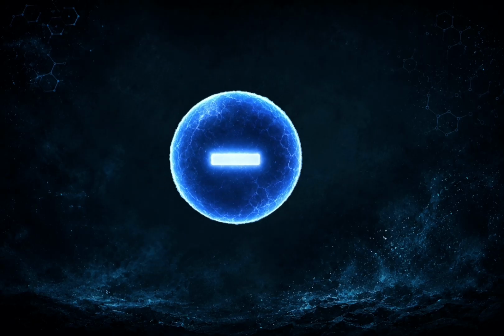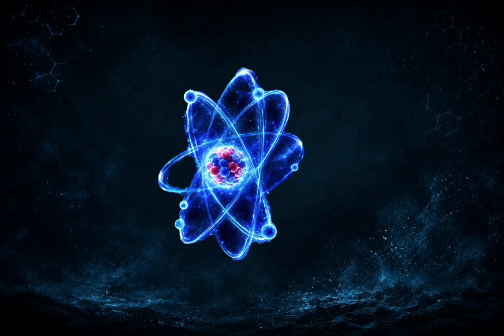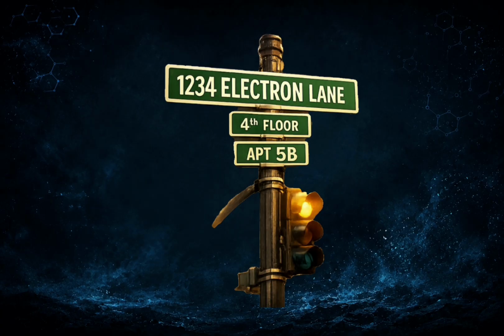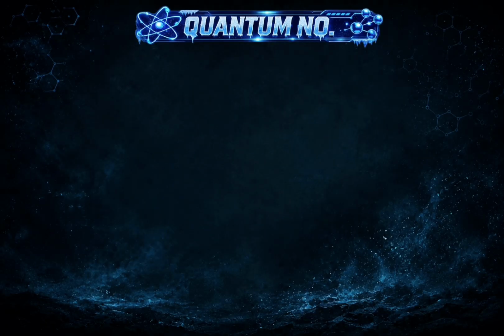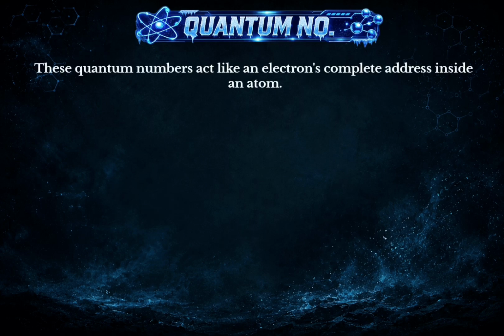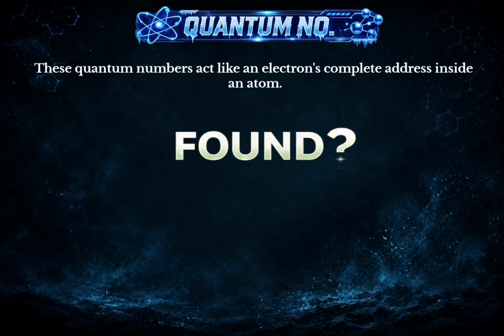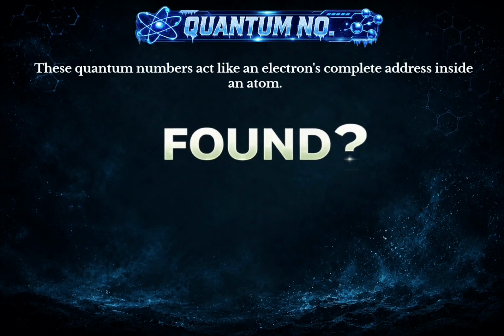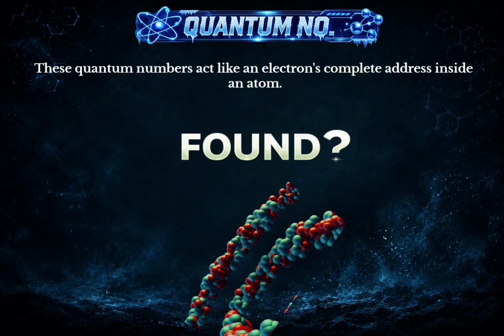Finding an electron inside an atom works in a very similar way. Scientists don't describe an electron using a street address. Instead, they use a set of numbers called quantum numbers. These quantum numbers act like an electron's complete address inside an atom. They tell us where the electron is most likely to be found and describe its unique position and properties.